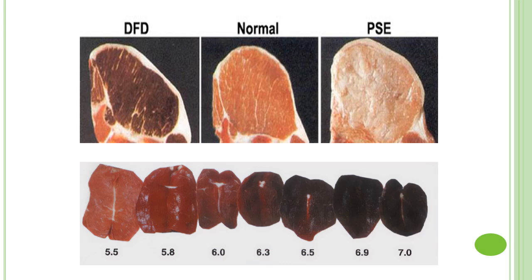Similarly, in the bottom diagram we can see that pH 5.5, and when it is increasing up to 7, the color is becoming more and more dark. So ideal point is 5.5.